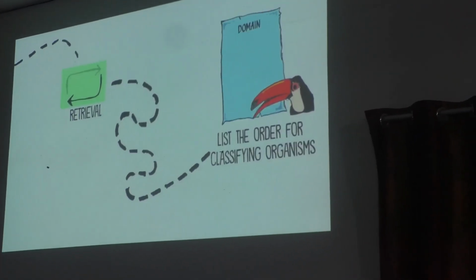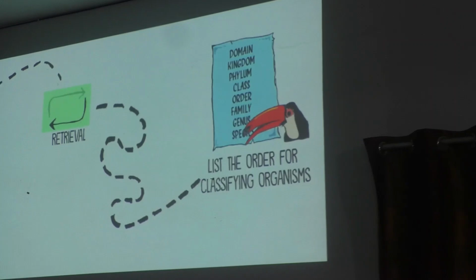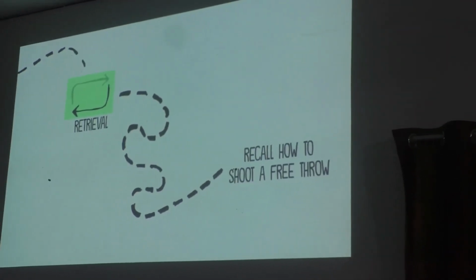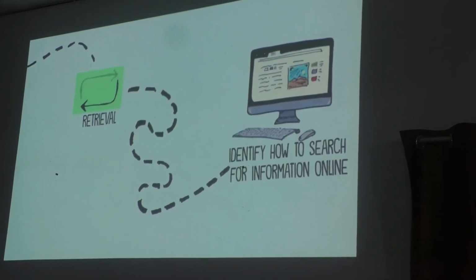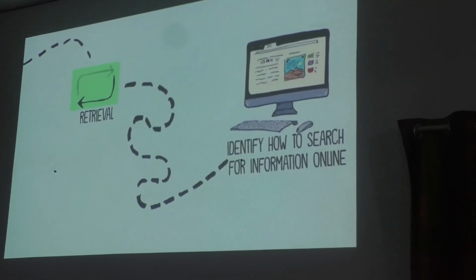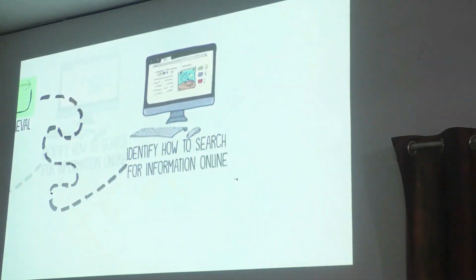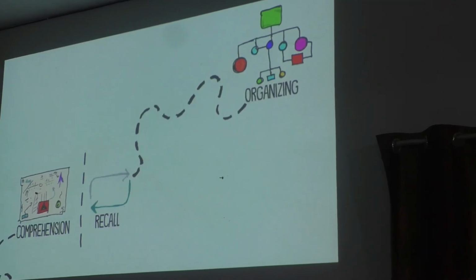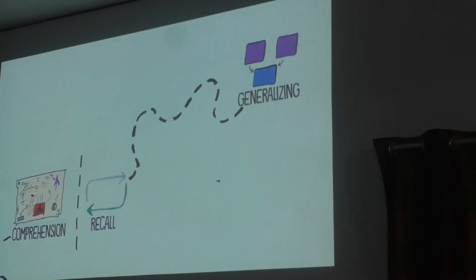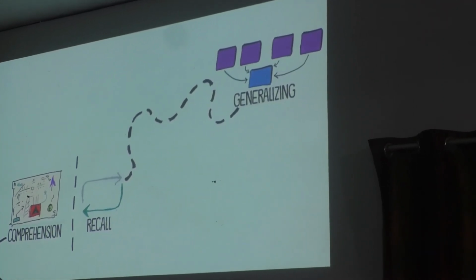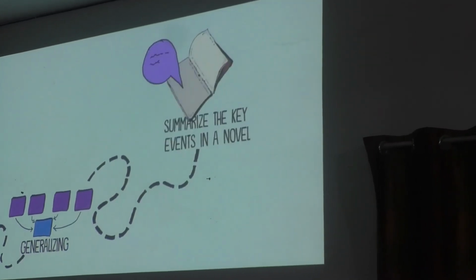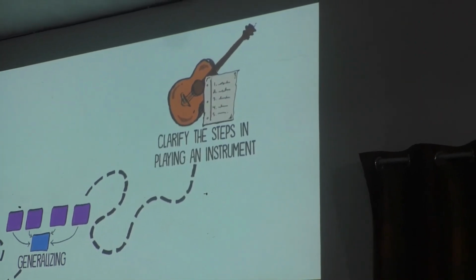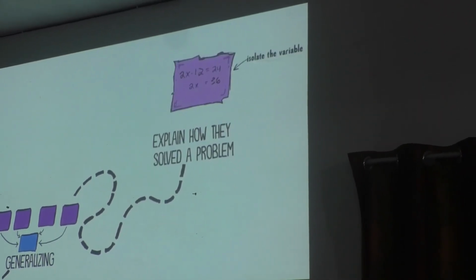Students might be able to list the order for classifying organisms, define the symbols on a map, recall how to shoot a free throw, or identify how to search for information online. The second part is understand, which focuses on comprehension rather than just recall. Here, students engage in organizing, translating, and generalizing the information. Students might summarize the key events in the novel, classify government systems given case studies, clarify the next steps in playing an instrument, or explain how to solve a problem.